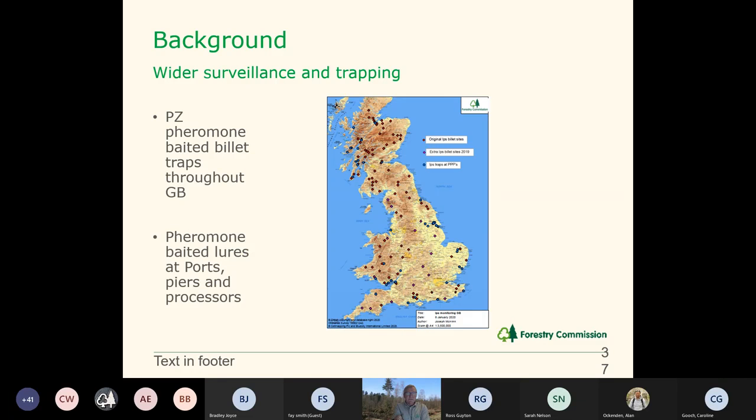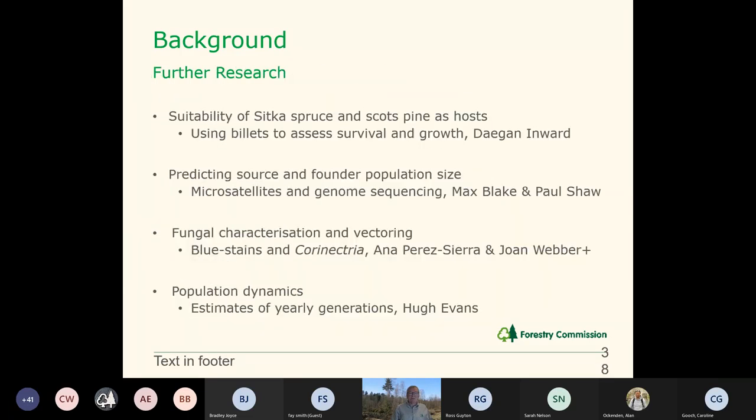Again, a similar process. The pheromone lure is added to the freshly cut billets and then is visited 3 times during the season before a destructive sampling at the end of the year when all the bark is removed. It was through one of these existing pheromone billets that we first identified the outbreak site. And since the outbreak, we've increased the number and intensity of sites to include some of the wider environment, and increased the number of pheromone baited lures that we have at ports, piers, and processors, which are potential pathways for the beetle.